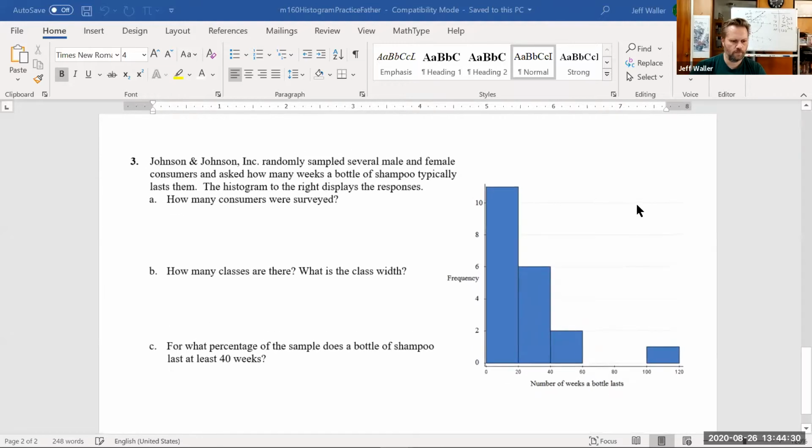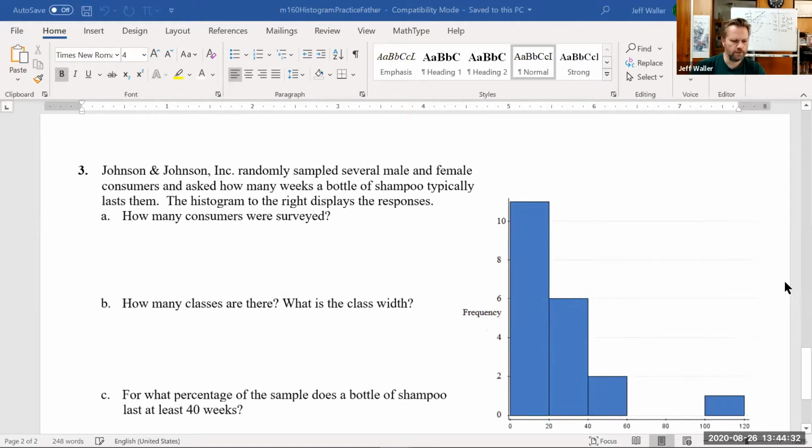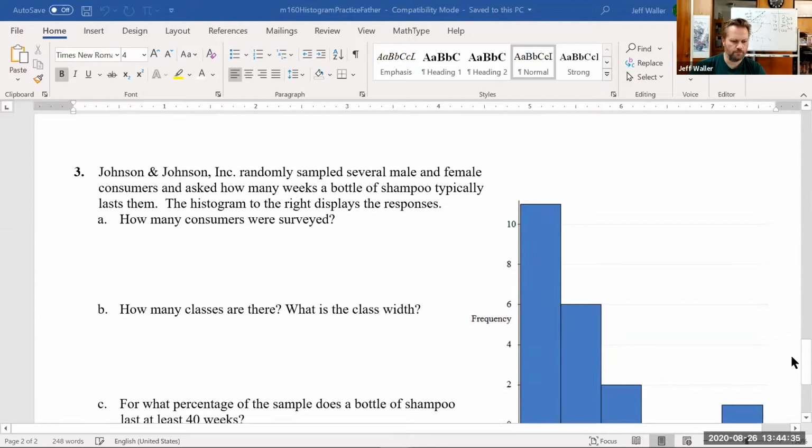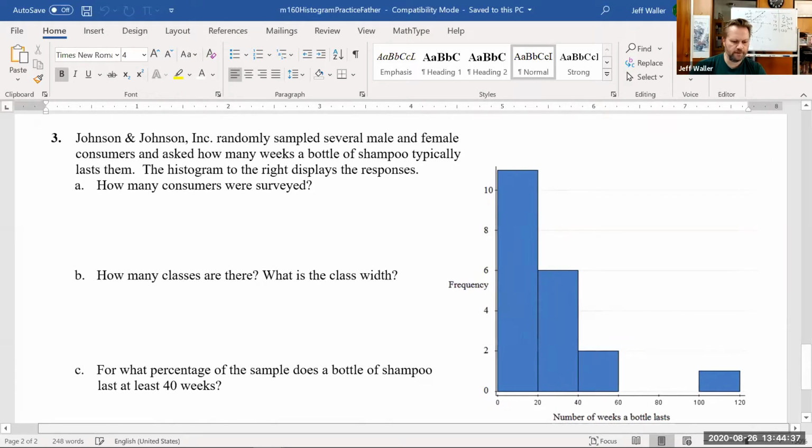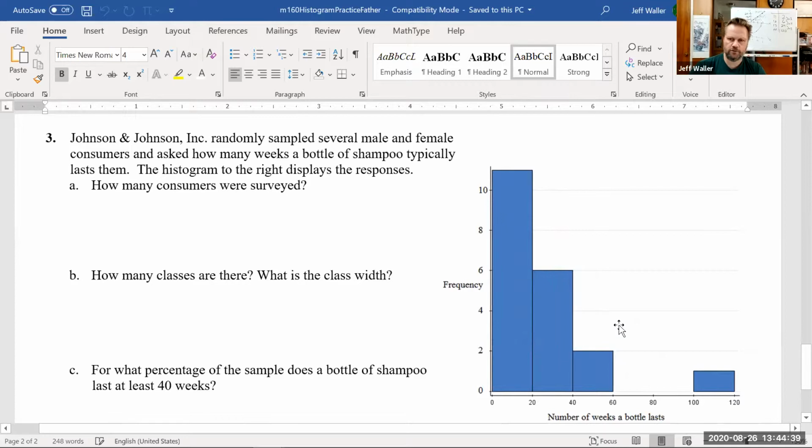Yes, blue histogram. All right, so this is kind of backwards. This is a histogram that has already been created for us, right? So look at this histogram. Let me help you a little bit. How many classes in this histogram are empty? Two. Everybody see that? 1, 2, right?